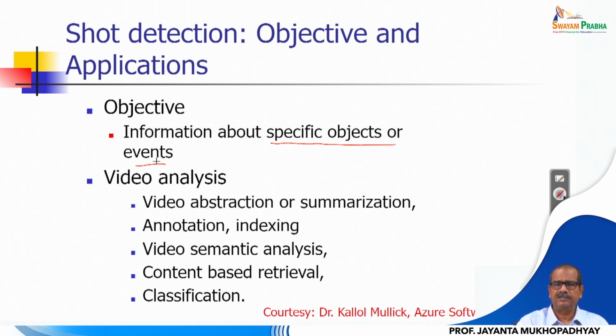Content-based retrieval means you have a library of videos, and given a query video, you would like to find similar videos. It is something like the search we do using different search engines. Given a query word, we would like to get documents. Given a query image, we would like to get images. Similarly, given a small clip of video, we would like to get videos of similar things. And of course, classification.